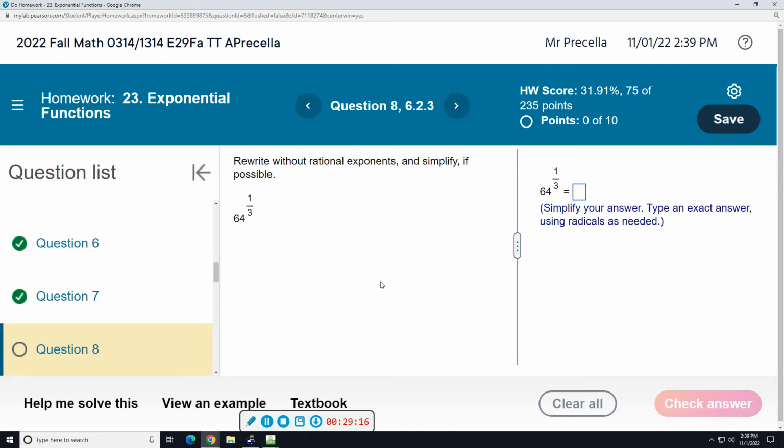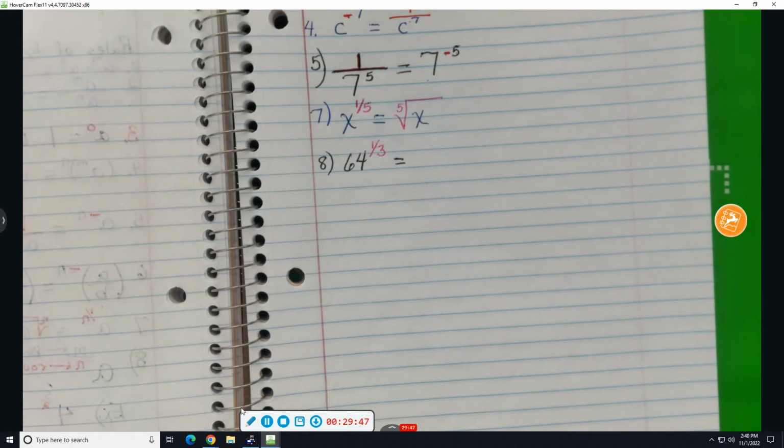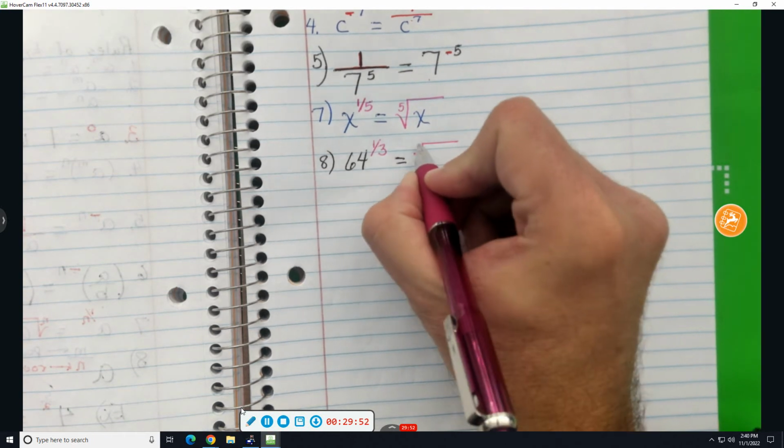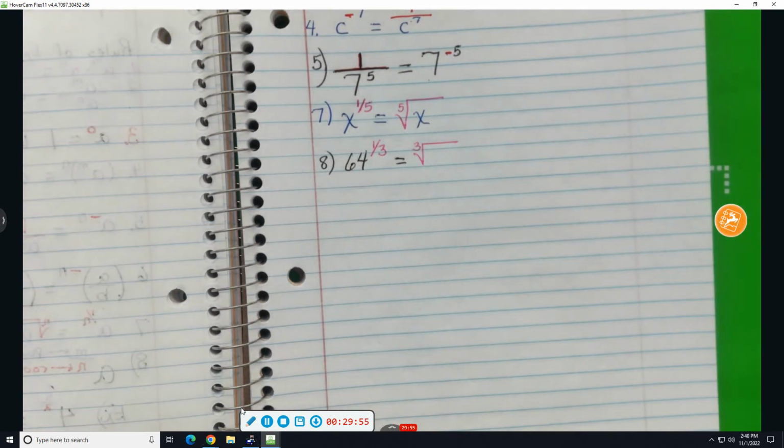Number 8. Looks like it's the same instructions. It says rewrite without rational exponents and simplify if possible. So we have 64 to the 1/3 power. So would that be cube root of 64? Did y'all hear that? That 1/3, the pink 1/3 exponent is the same thing as this, cube root of 64.